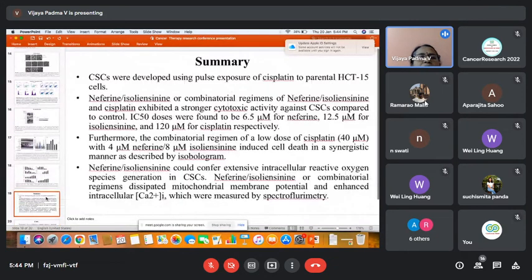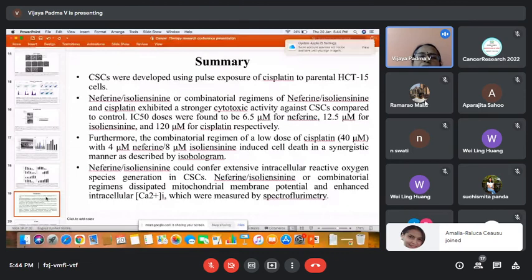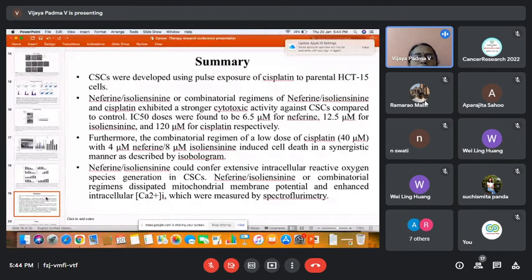Coming to the summary, the cancer stem cells were developed using pulse exposure of cisplatin to the parental cells, HCT15 cells, which were acquired from NCCS Pune. And then we tried neferine or isoliensinine treatment alone. The IC50 dose was determined, and we tried the cytotoxicity using the MTT assay to determine the IC50 doses.